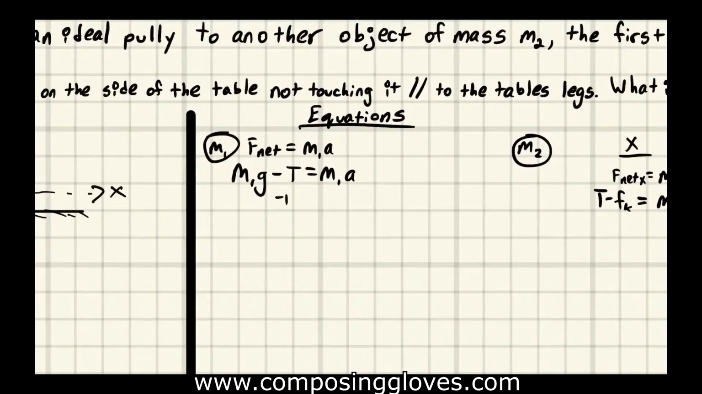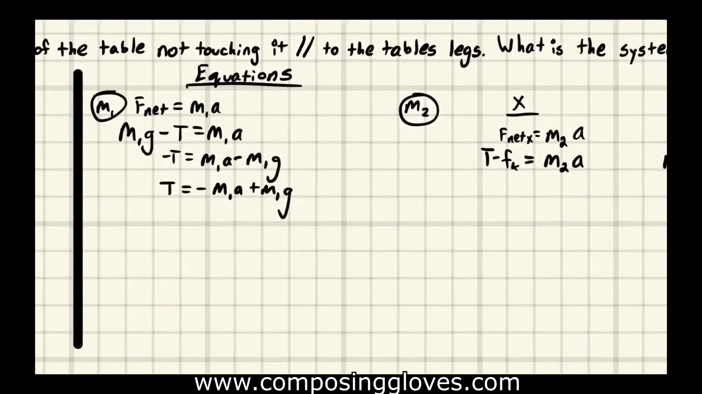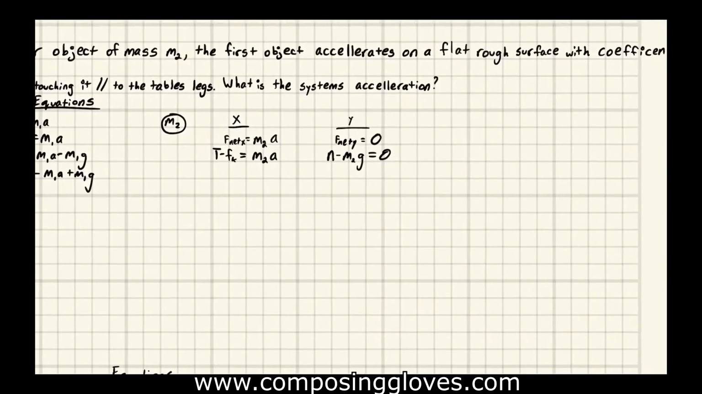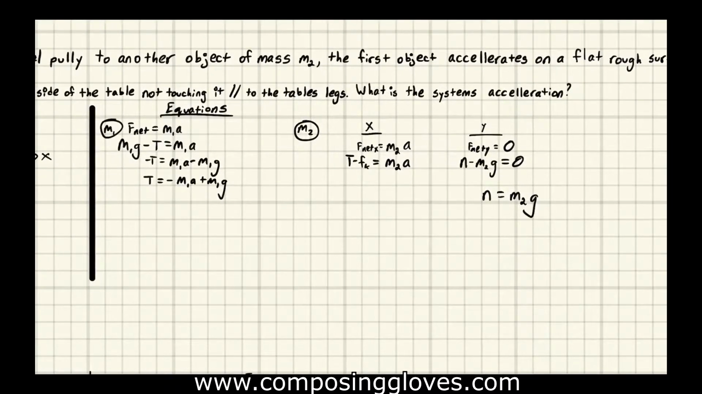First, we will take our gravity, our M1g, and just subtract it over. Divide by negative 1, and you wind up with negative A plus M1g. And so we say, great, we know what tension is. Now let's figure out what the normal force is. The normal force is M2g. So not too bad. See, so far, so easy.